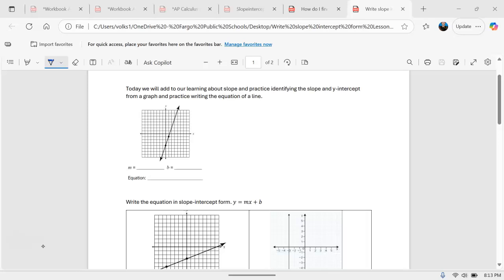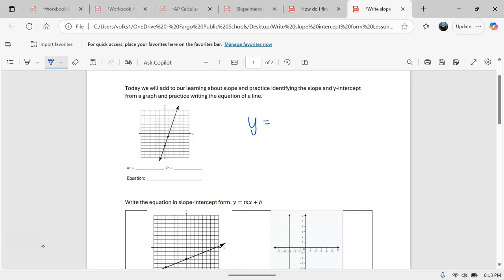So again, in today's lesson, what I would like to start off with is just kind of reviewing slope-intercept form. Slope-intercept form of an equation of a line is y equals mx plus b, where m represents the slope of the line. Today, since we're looking at graphs, we'll consider slope to be rise over run. And then the b value in that equation is the y-intercept, which is where the equation of the line crosses the y-axis.